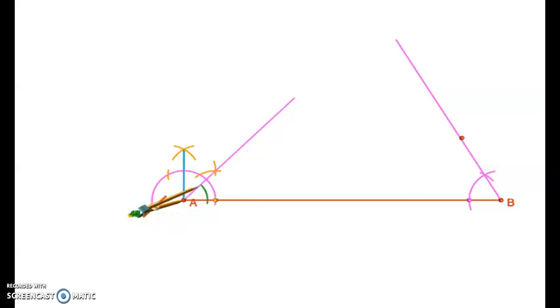Now our next task is to draw the angle bisector. As I was speaking earlier, children, we have to draw angle bisectors twice. That is, we have to draw the angle bisector of 45 degrees here, and also the angle bisector of this 60 degrees which we have drawn at B.